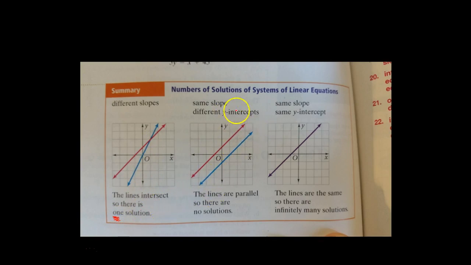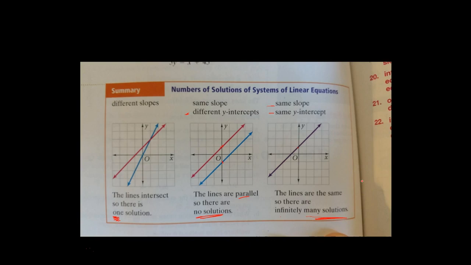Where here, when you graph them, they are parallel. So they do have the same slope, but they have different y-intercepts. Here's one here, here's the other. They are parallel, so there is no solution. Where our last possible solution for when you solve these system of linear equations would be same slope, same y-intercept. They are the same line. So because the lines are the same, there's infinitely many solutions. So that's kind of a recap of today's lesson.